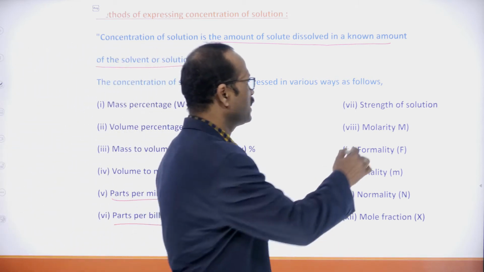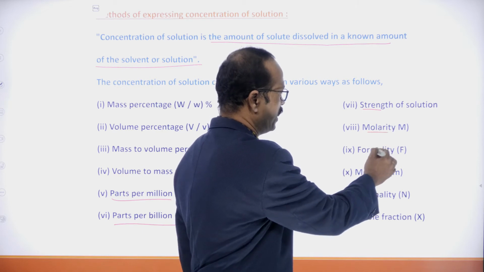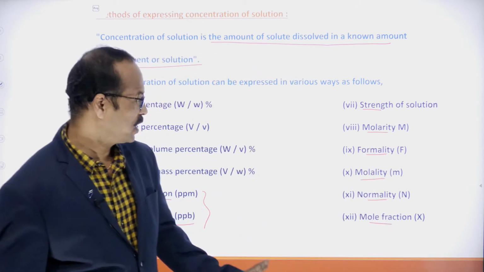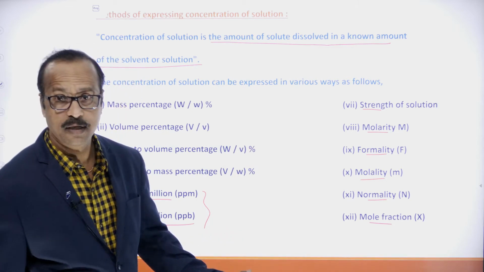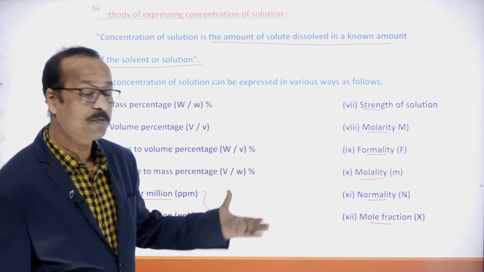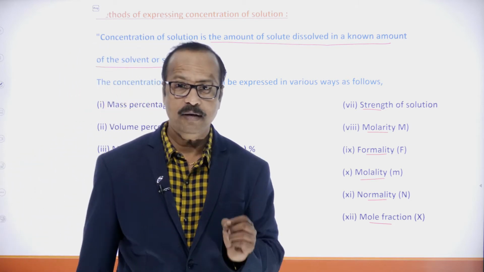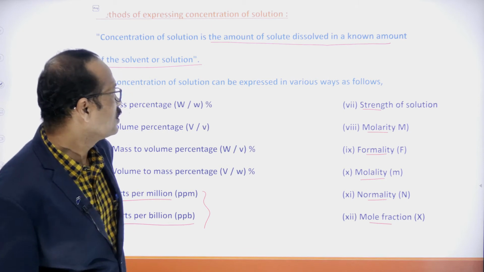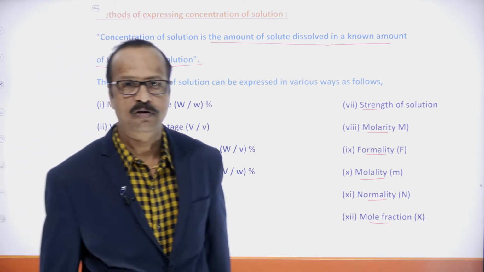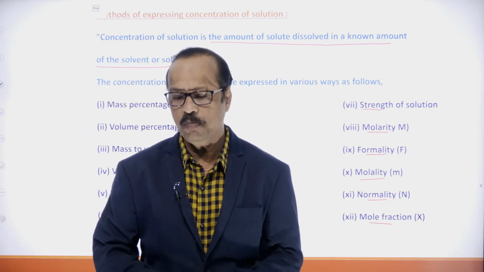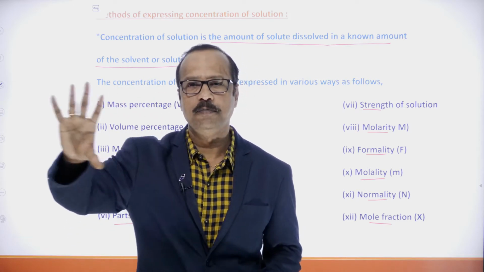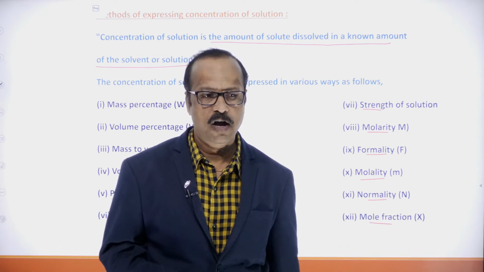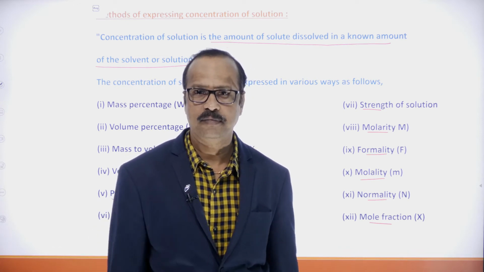Okay, next is strength of solution and molarity, formality, molality, normality, mole fraction. So here I have written almost 10. Apart from these 10 methods some others also exist, but these 10 ways are there to express the concentration of the solution. Concentration of the solution means how much amount of solute is present in a given solution. That's all. One solution is given, how much amount of solute is present, right?